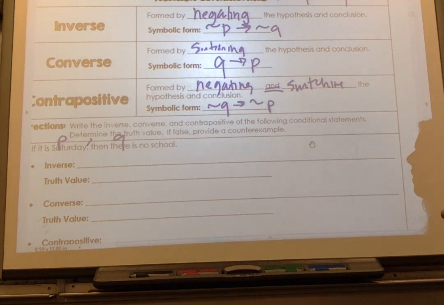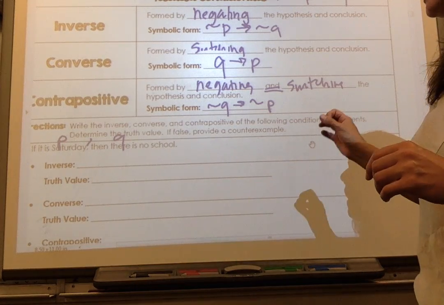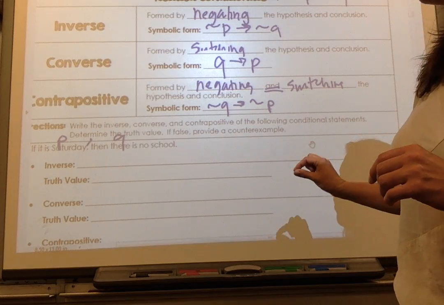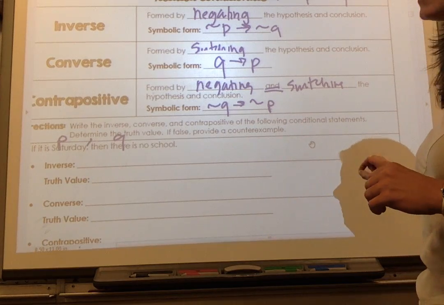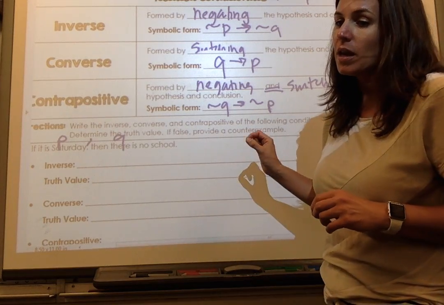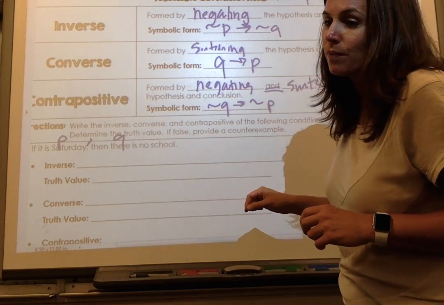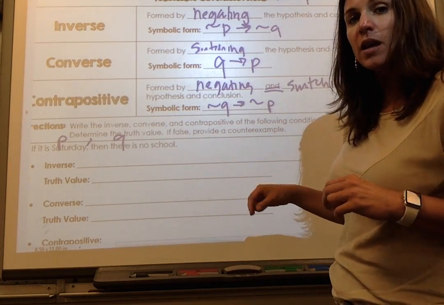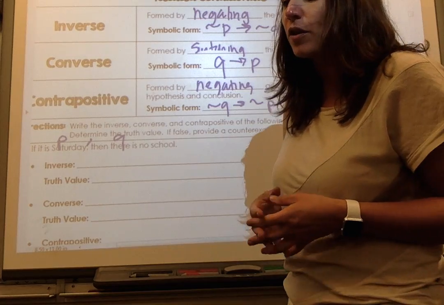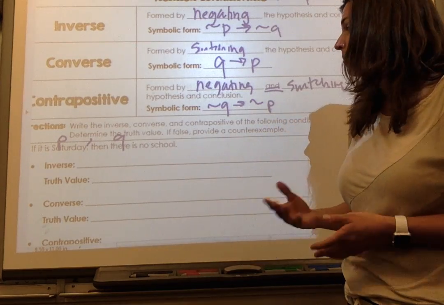The converse to that statement would be, if there is no school, then it is Saturday. And the truth value to that is also false because it could be Sunday.